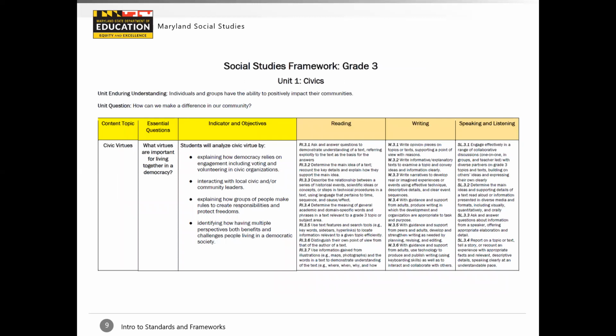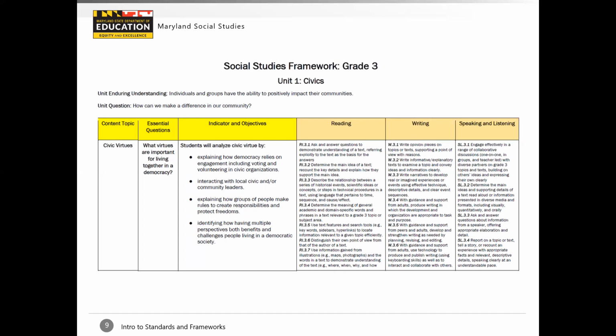Here's an example of the elementary frameworks. You will note it looks similar to the secondary frameworks. There are just a few organizational differences. First, one of the differences is the inclusion of reading, writing, and speaking and listening skills to help teachers identify opportunities to integrate the ELA standards into the teaching of social studies.